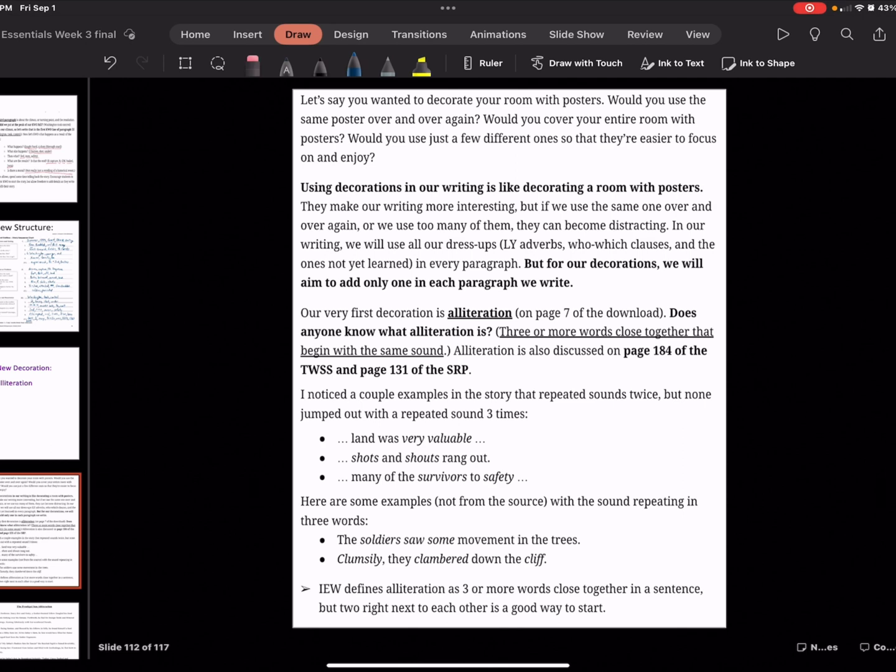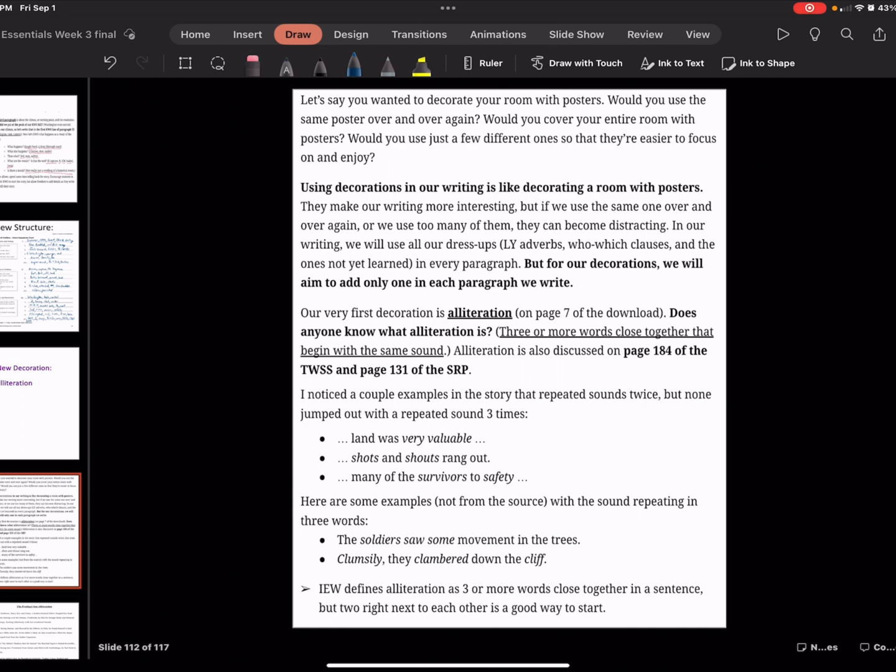They make our writing more interesting. But if we use the same one over and over again, or if we use too many of them, they can become distracting. In our writing, we will use all our dress-ups, ly adverbs, who, which clauses, and the ones not yet learned in every paragraph.